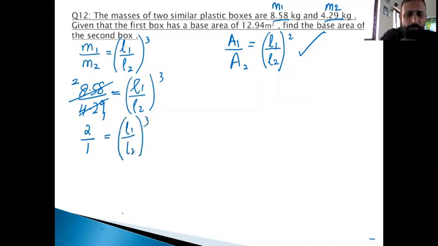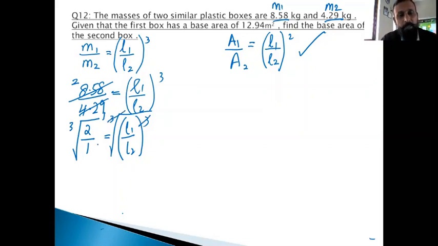We need to get rid of this cube. So how do we get rid of cube? By taking cube root on both the sides. So let's take cube root on this side, let's take cube root on this side. So cube and cube root cancel out each other. The cube root of 2.